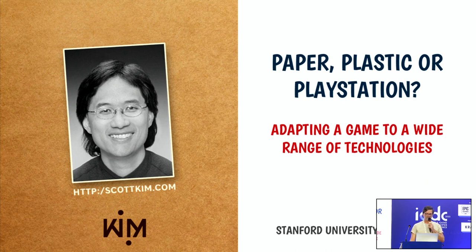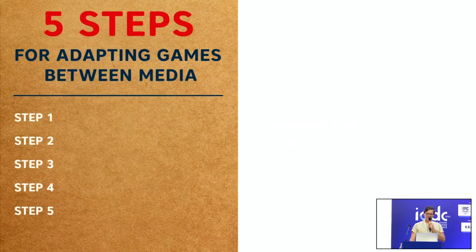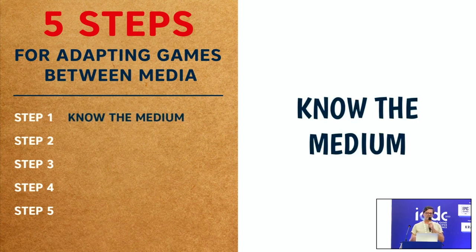Enter Scott Kim. If you don't know him, he's quite a legendary puzzle designer. He's also one of the two inventors of the ambigram. The ambigram is the little thing underneath his picture. If you turn your head, you can still read Kim. In the late 1990s, Kim was confronted with many physical puzzles being adapted digitally to computers. And he found that it not always worked out well. And so he shared his insights and a set of five heuristics or five steps in a lecture called Paper, Plastic, or PlayStation at Stanford. And so I'll be using Scott's five steps of adapting games between media, more or less, as a framework for designing audio games. So the first step, or the first heuristic, is know the medium.